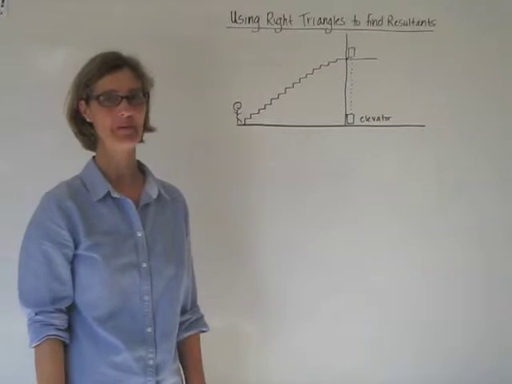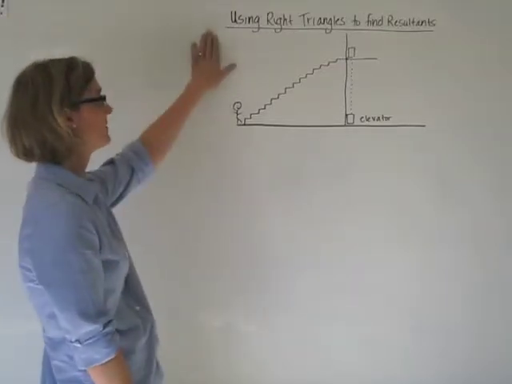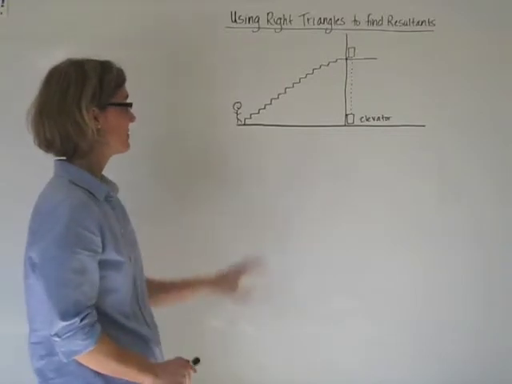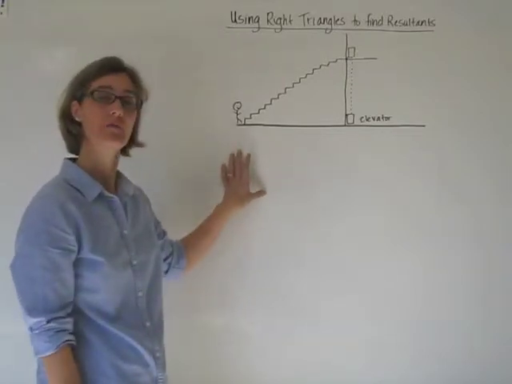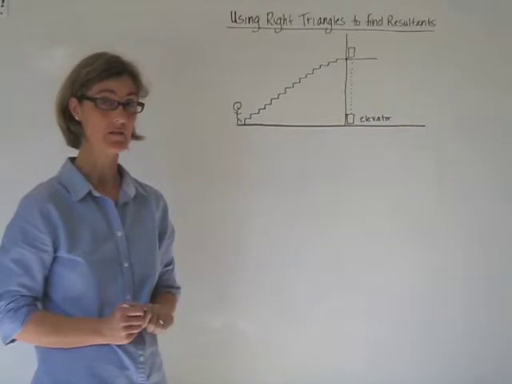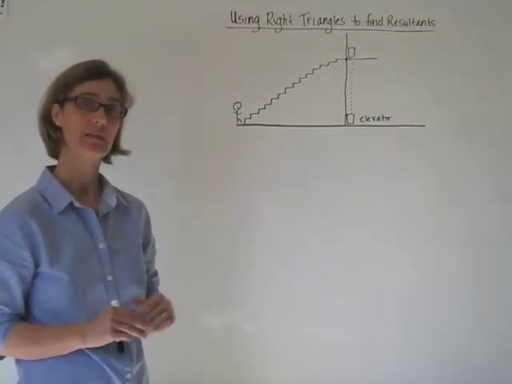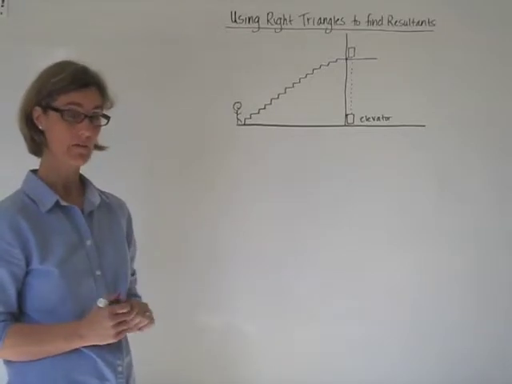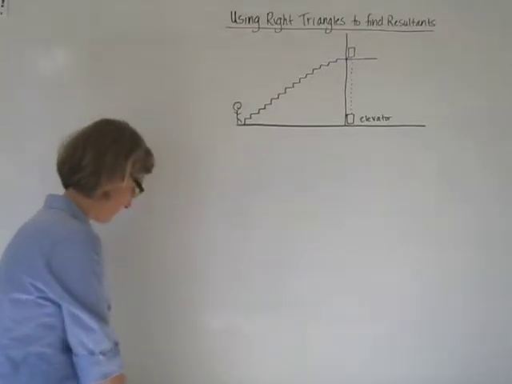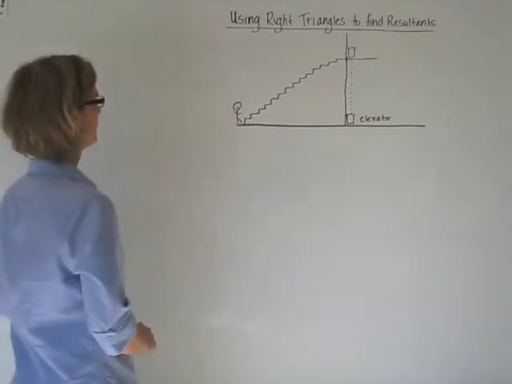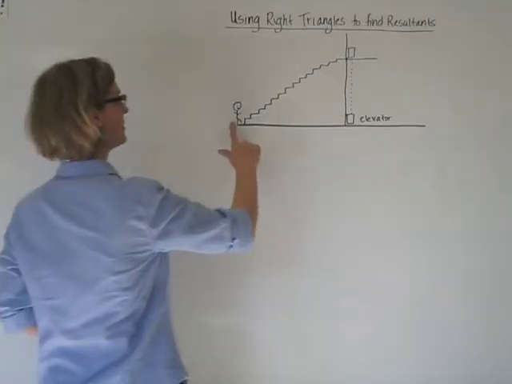In this video, I'm going to explain how to use right triangles to find resultants. Sometimes when you're adding vectors, you have two vectors that are perpendicular to each other. When that happens and you're only adding those two vectors, the resultant will be the third side of a right triangle.